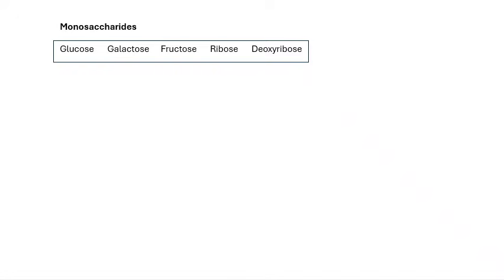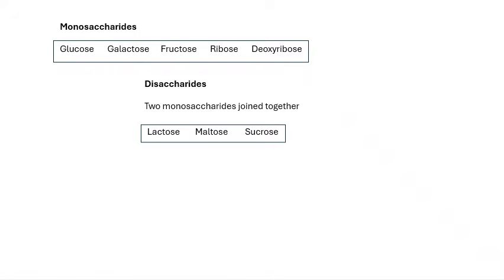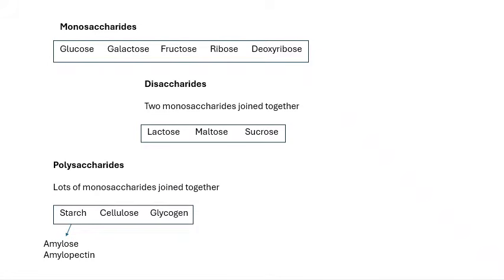Glucose, galactose, fructose, ribose, and deoxyribose, they are monosaccharides. Now, if two of them join together, then you get a disaccharide. And the ones that we need to know are lactose, maltose, and sucrose. Then, if lots and lots of them join together, you get a polysaccharide. And that's lots and lots of monosaccharides joined together. And the ones we need to know are starch.